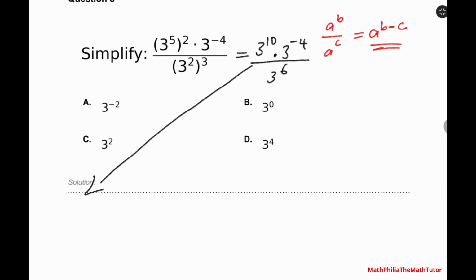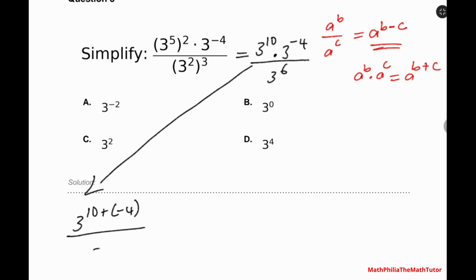Remember, I have to write it here: a raised to the power of b multiplied by a raised to the power of c is the same as a raised to the power of b plus c. So we are multiplying these two terms together. The bases are the same, 3, so we just go ahead and add the powers. So we have 3 raised to the power of 10 plus negative 4.